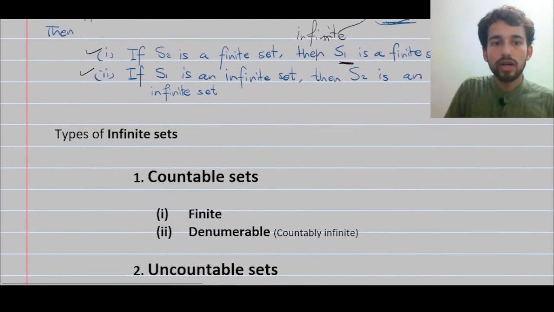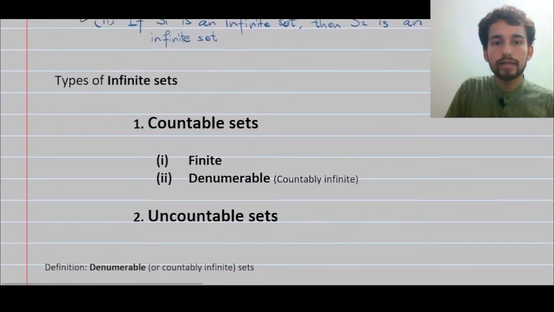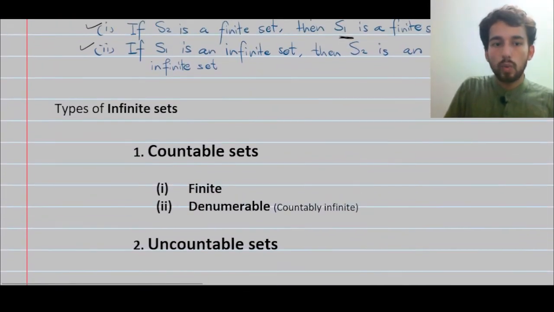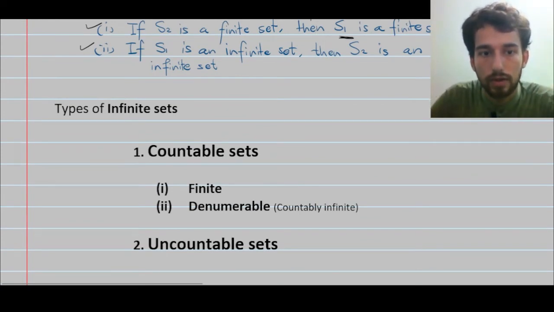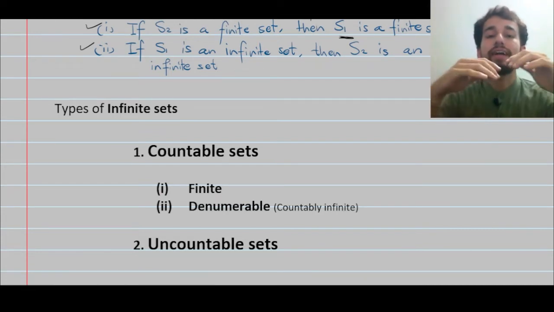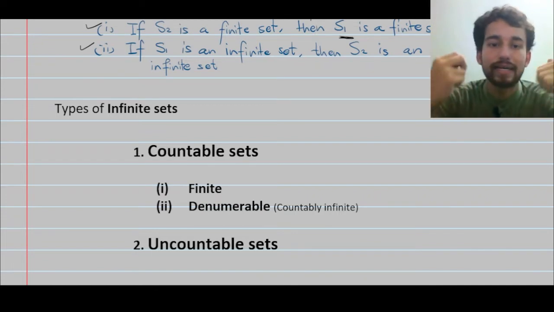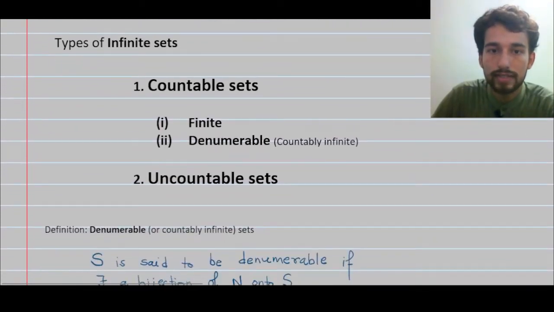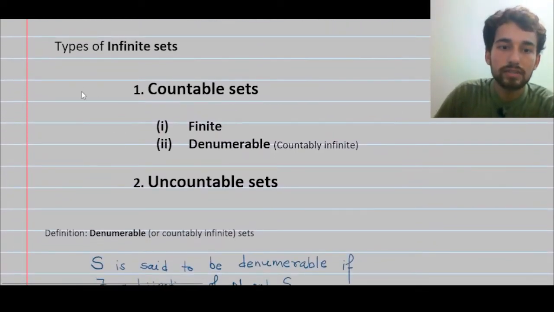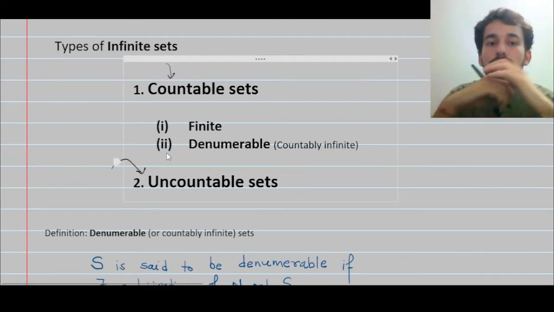Okay, so now let's move ahead to very important types of infinite sets. Broadly, we have divided the infinite sets into two categories. What are those two categories? The first category is countable. The second category is uncountable.